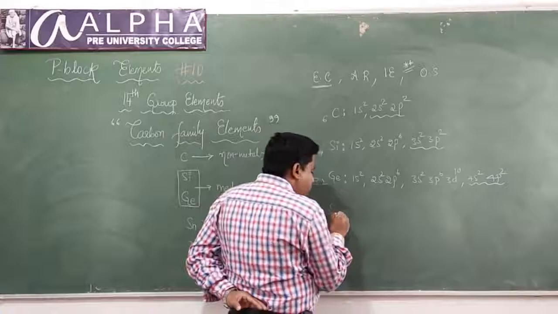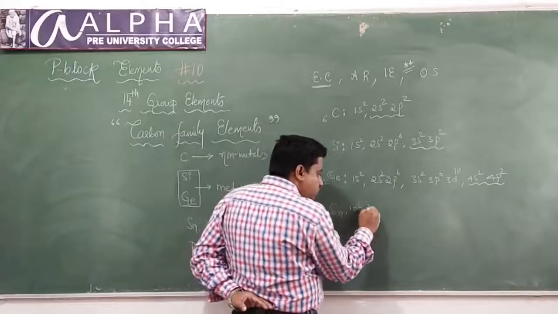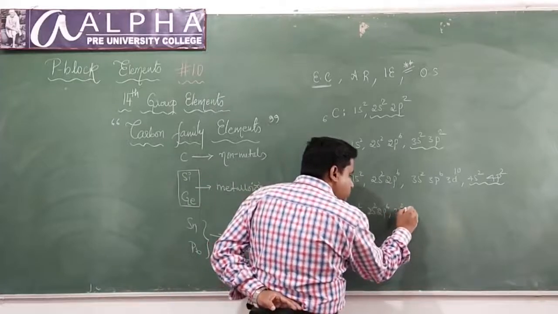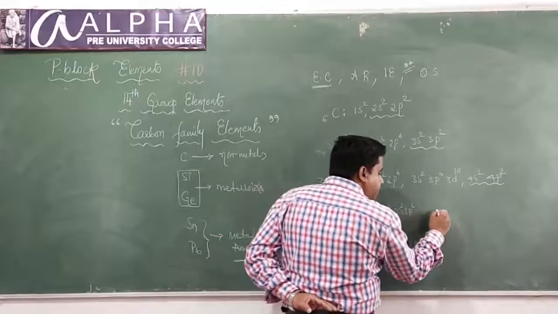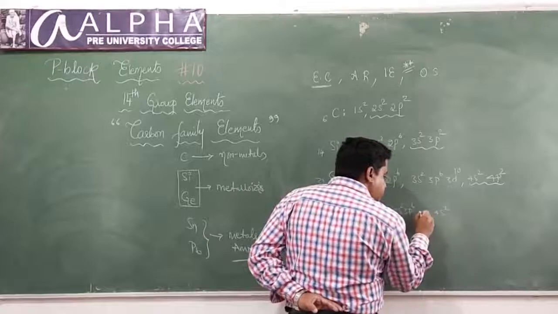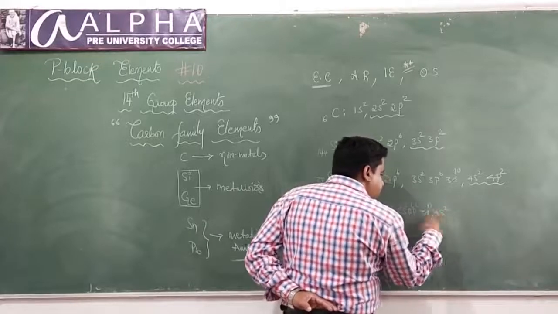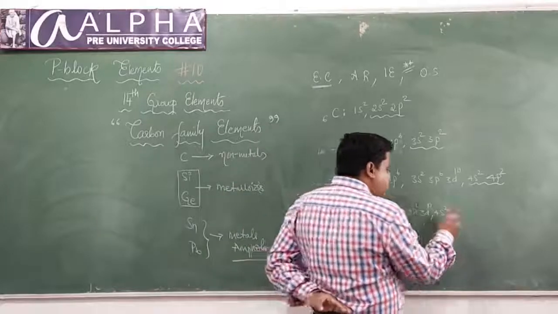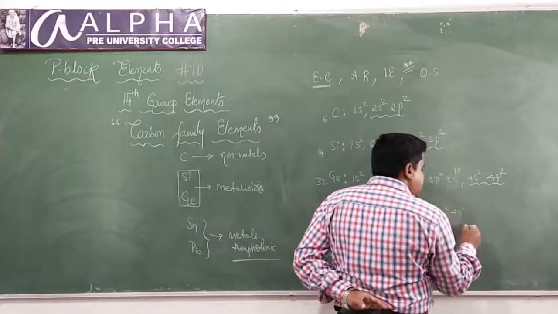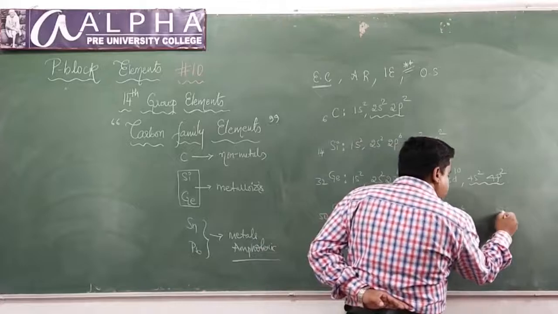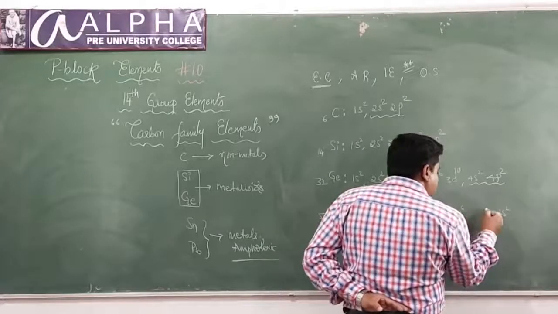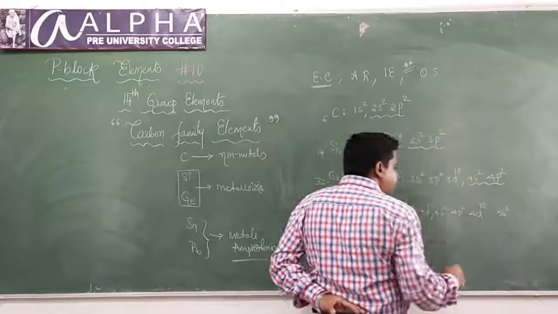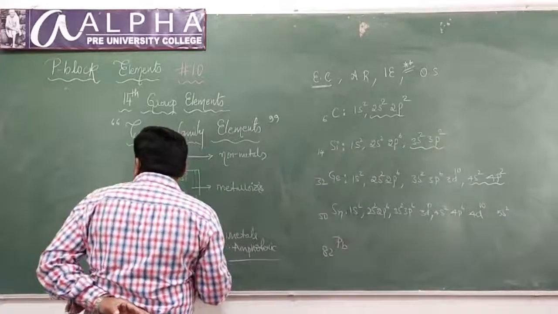Now tin, atomic number 50: 1s2, 2s2, 2p6, 3s2, 3p6, 4s2, 3d10. 30 is over, isn't it? Then 4s2, 4p6, then 5s2. After 5s2, what are you going to write? 4d10, isn't it? Hope you remember the energy level diagram.